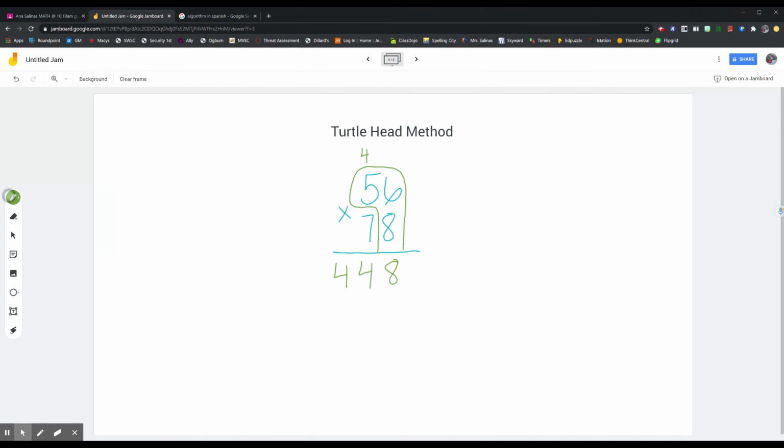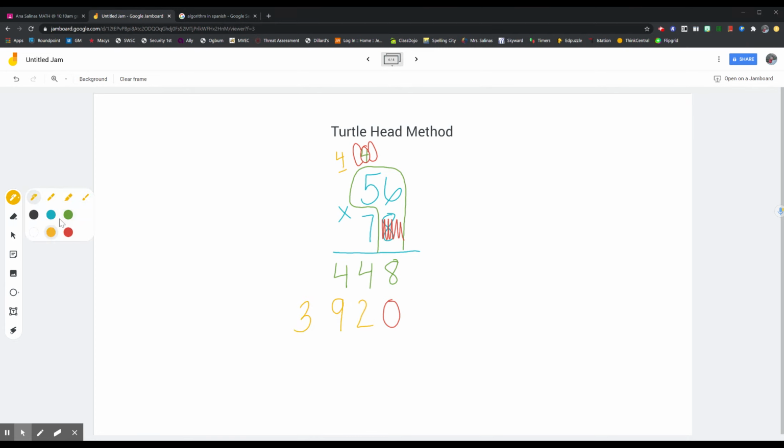Here's where I add my 3 very important steps. I add a collar, I add a bow, and I lay an egg. Very important steps. I can continue. 7 times 6 is 42. I drop my 2. I regroup the 4. 7 times 5 is 35, plus the 4 I regrouped is 39.